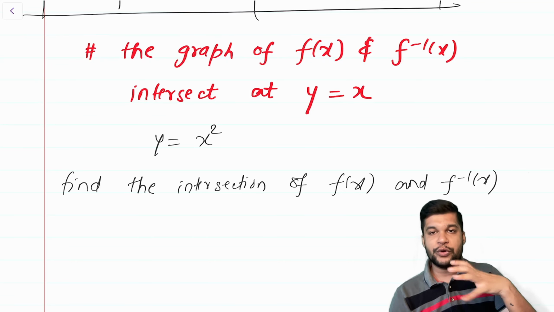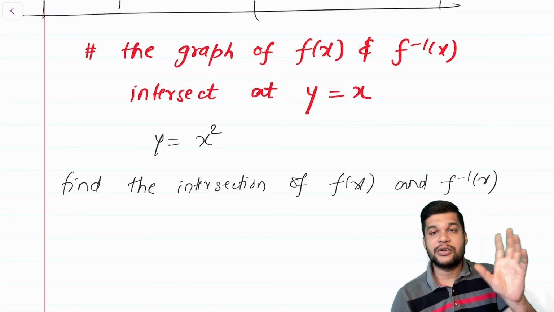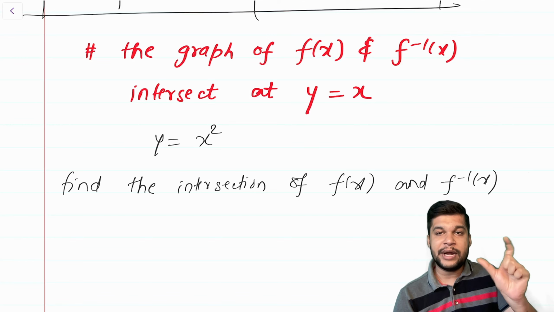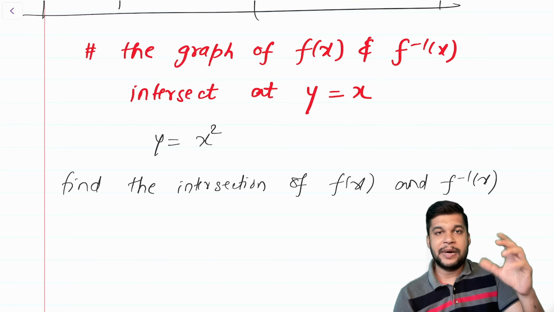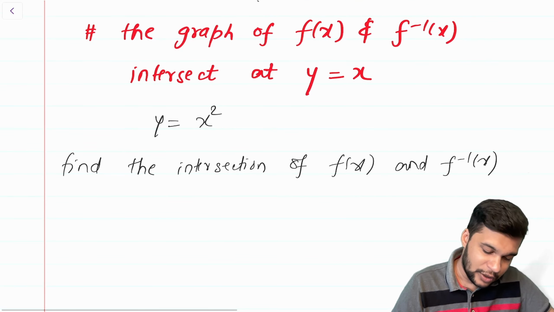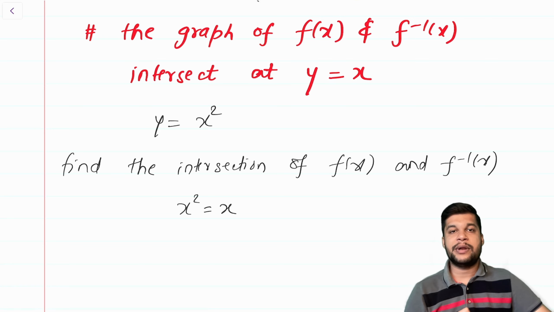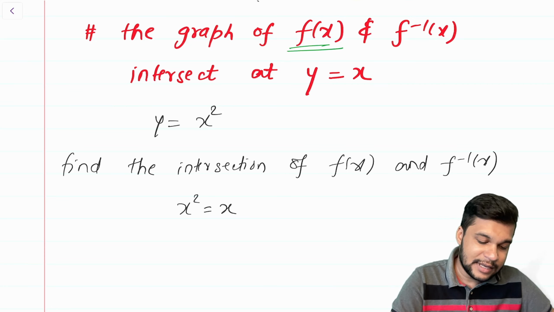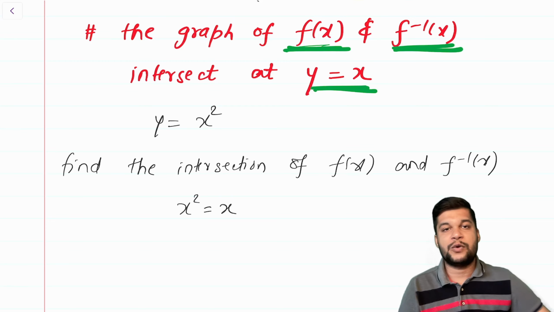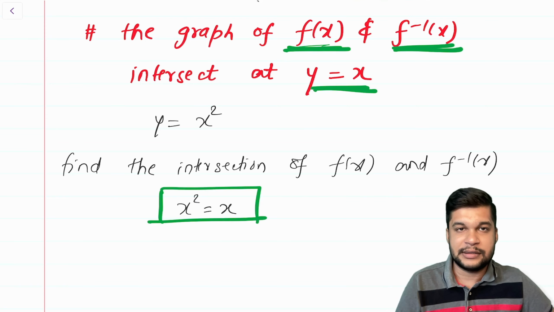So traditionally, what would you do? You will find the value of f(x), which is given as x square. Then you will find the value of f inverse of x, and then you will equate them or draw the graph and find the point of intersection, right? That's the traditional way. But the easier way could be, you just substitute x square and equate it with x, because f(x) and f inverse of x both intersect at y equal to x. So this is how you can equate and get the answer.